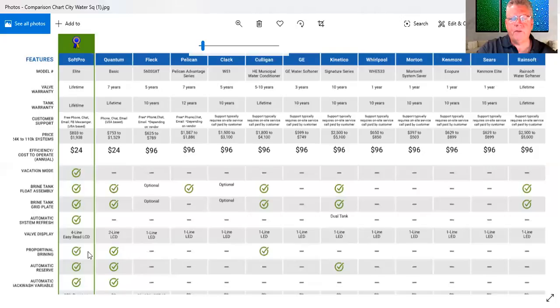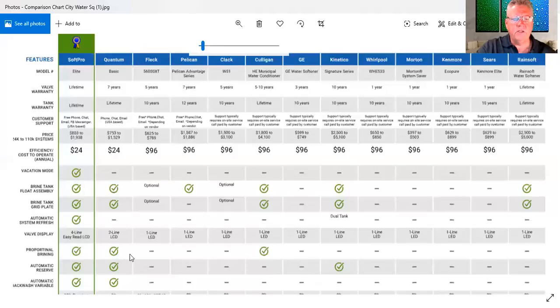Proportional brining. Proportional brining means that the system will only put the amount of water needed to regenerate the system. So if the system has a certain capacity and it needs to regenerate, it's going to read that and say, hey, I only need X amount of salt to recharge the resin bed. I don't need the full amount. So that is part of your salt savings.